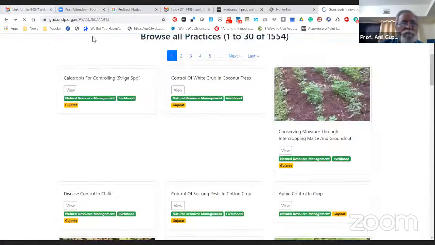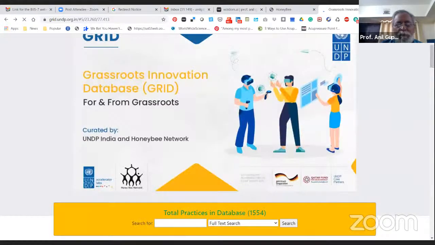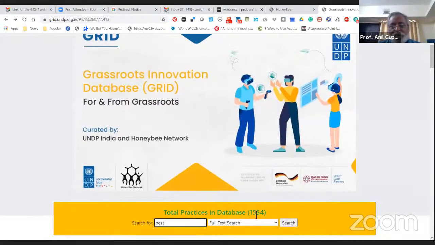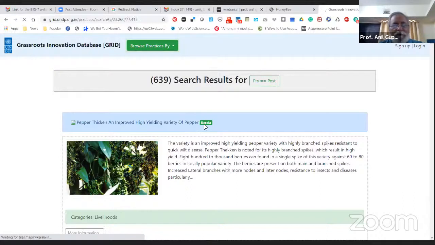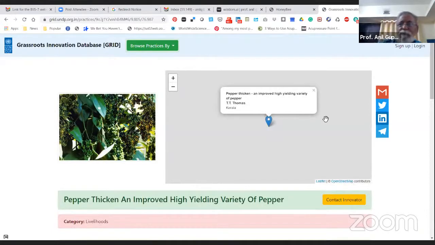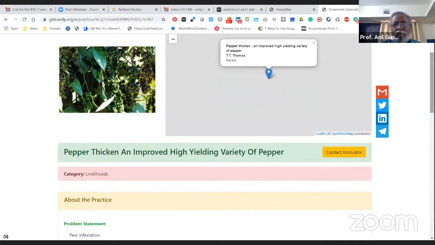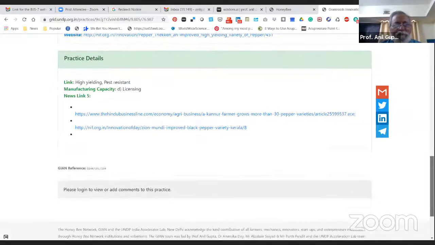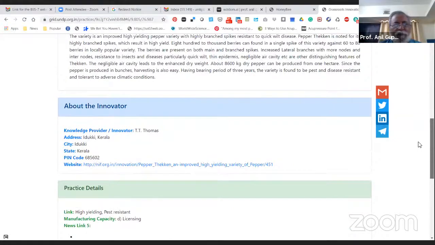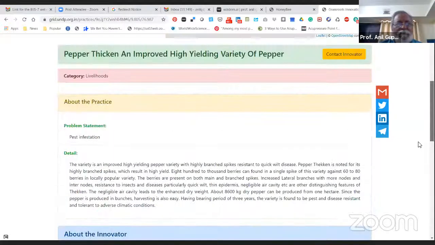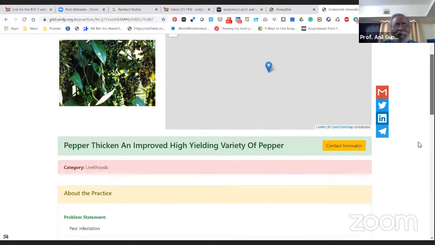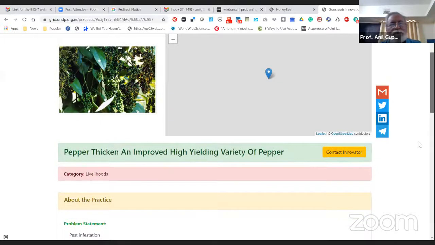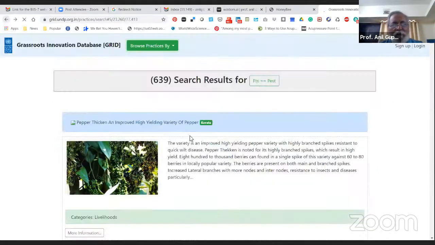Let's say you want to know about pest. So you will find out the practices from our database. You can search this, more information. You can see the map, where it is located. Prior art search is given here, some references, innovator's address is given there from Idukki, his practice is given there, and it is a practice on pepper, where he controls the pest. Correct? So you can find so many solutions for pest.